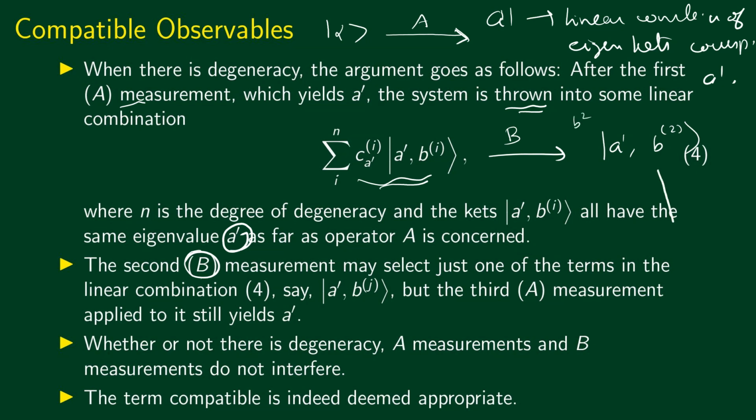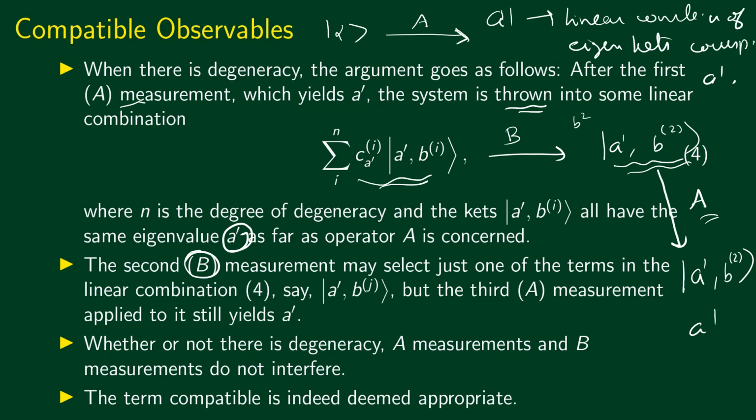Now what happens if I make a third measurement of observable A here? If I make a third measurement of observable A, this is still an eigenket of operator A. So what I'm going to get is the eigenvalue A prime. Right? This is still an eigenket of operator A. So there's no change in the state of the system by measuring observable A on this system. Okay, so this means that I'll again get A prime.